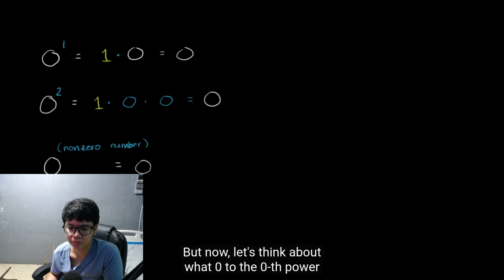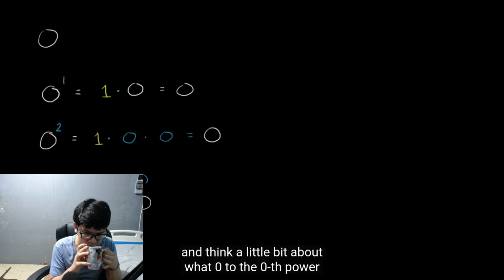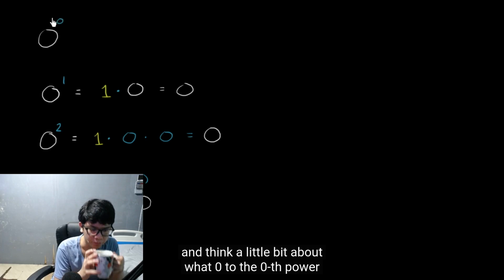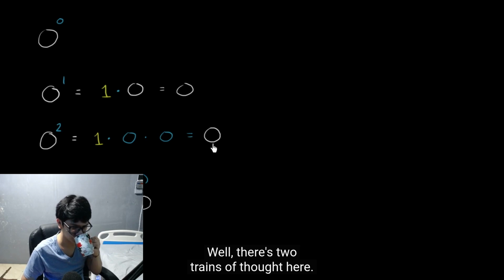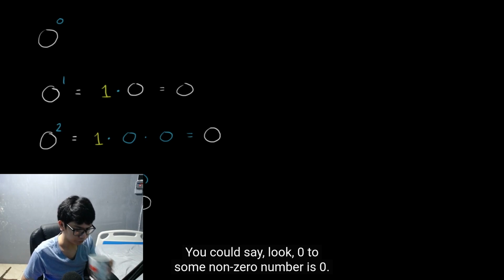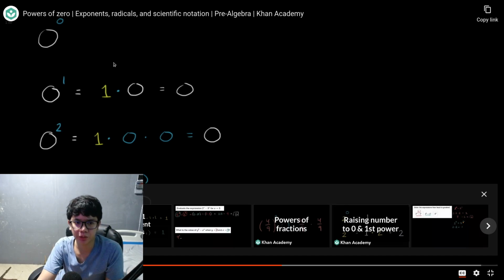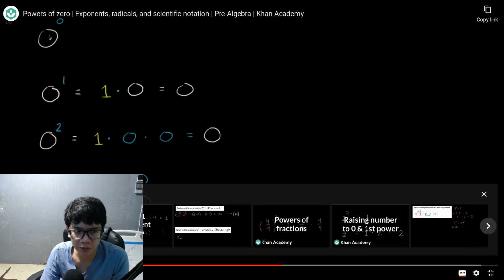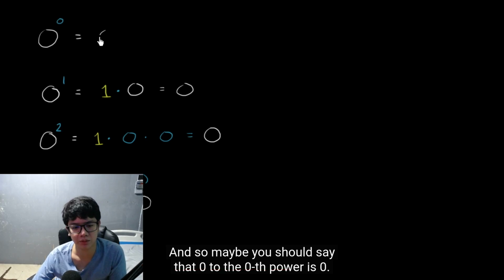Kind of makes sense. But now let's think about what 0 to the 0th power is, because this is actually a fairly deep question. And I'll give you a hint. Well, actually, why don't you pause the video and think a little bit about what 0 to the 0th power should be. Well, there's two trains of thought here. You could say, look, 0 to some non-zero number is 0. So why don't we just extend this to all numbers and say 0 to any number is 0? And so maybe you should say that 0 to the 0th power is 0.